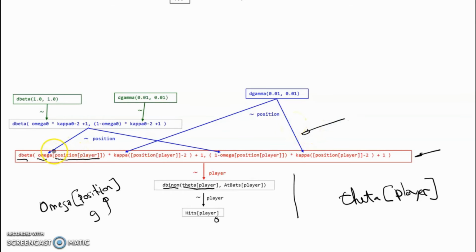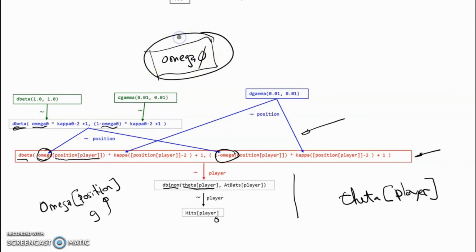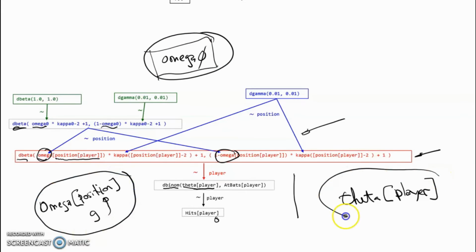The hyperprior for omega is also a beta distribution, but it's going to have parameters omega 0, shown here. And what those represent is the overall ability of a baseball player to hit the ball. So we've got the overall ability of a baseball player to hit the ball, the ability of a player at any particular position to hit the ball, and the individual player's ability to hit the ball. And because we've got a prior and a hyperprior, these things we can refer to as hyperpriors.